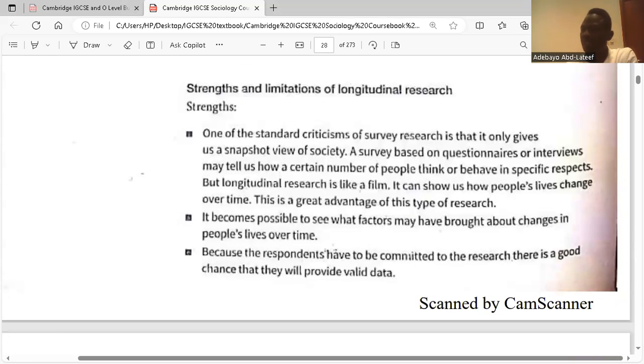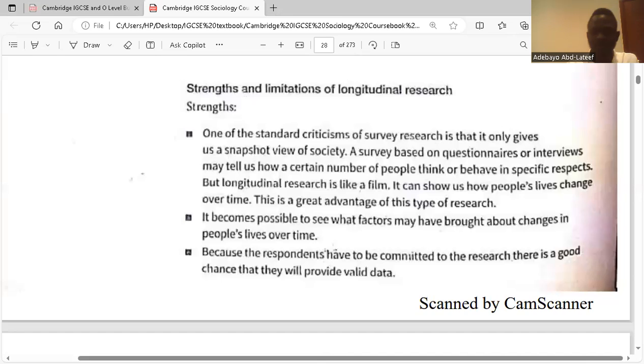So what are the strengths of longitudinal research? The first one, it shows how people's lives change over time because it's a research that takes a long period of time. It means that people would have changed with time, and you would understand how these people's lives change over time. That's the first point. The second point is about not just seeing that their life has changed. You will also understand what has brought about those changes. You might possibly know why their lives have changed over time. That's the second advantage or strength.